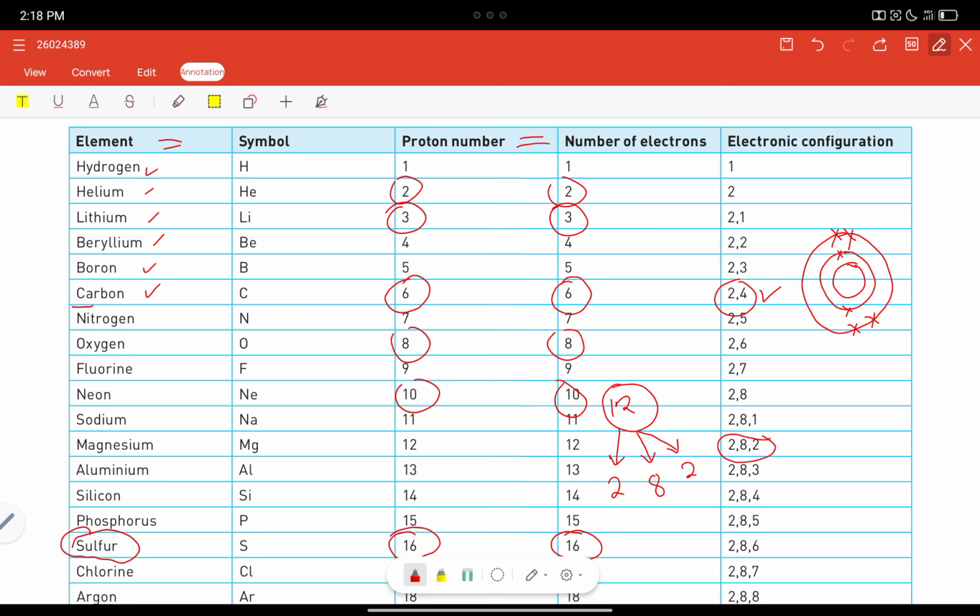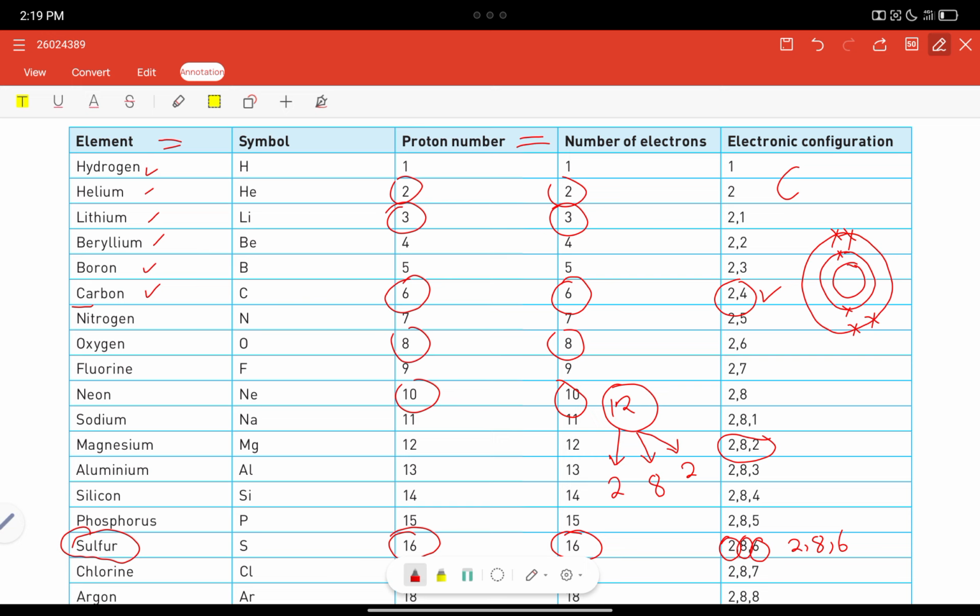So 16 here, if you have 16 electrons, so we split them such that the first shell will have 2, the next one will have 8, because that's the capacity of the second shell. Then the remaining electrons will be on the last shell, and so we'll have 2, 8, 6. Okay, so that's how to write the electronic configuration for elements.